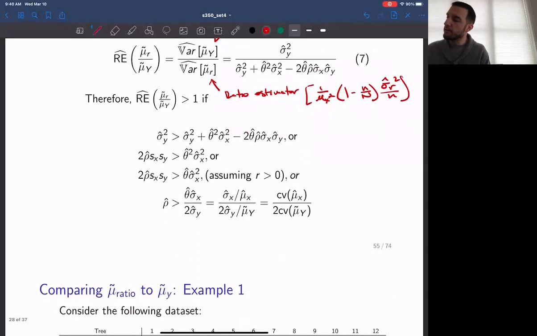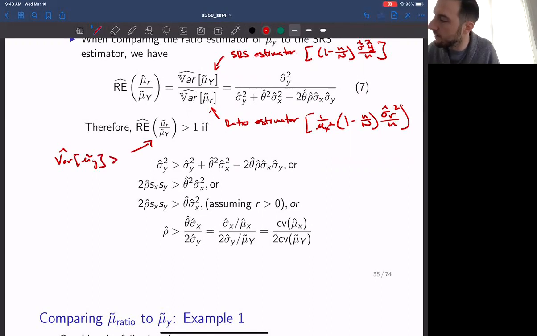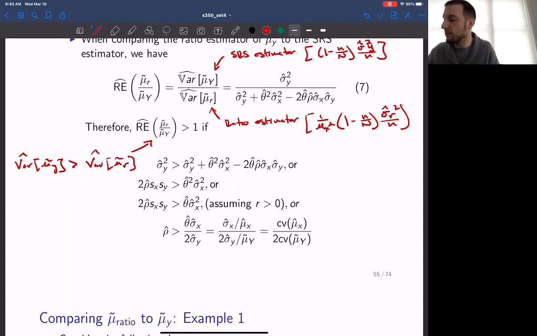Okay, so then we can also show that the SRS estimator will be less efficient. So notice here we have greater than 1. So again, what this is implying is that the variance of mu tilde y is greater than the variance of mu tilde r. So this is going to be true. So basically, the ratio estimator is going to be the better estimator in the following situation.